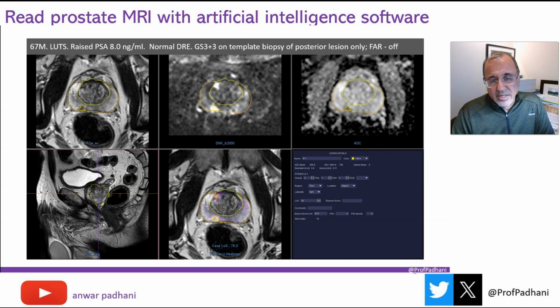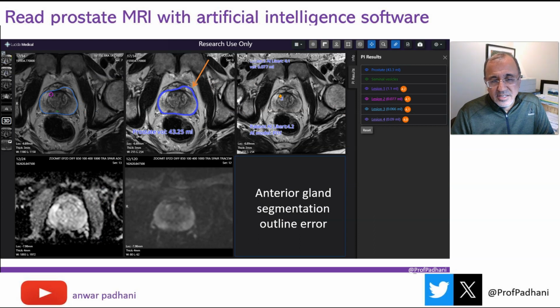Let's look at this AI. Well, this AI in fact says there are lesions in the front and lesions at the back. So it sees both lesions, whereas this AI only sees the lesion at the front but completely misses the lesion at the back. And you'll also see here how the contour is straying from the margin of the prostate gland here. So even this piece of software is not perfect.